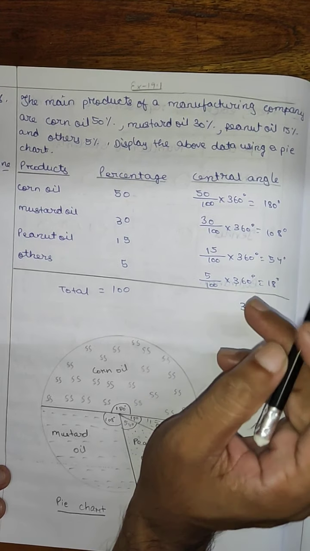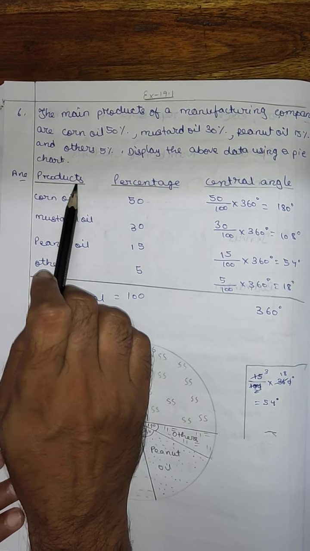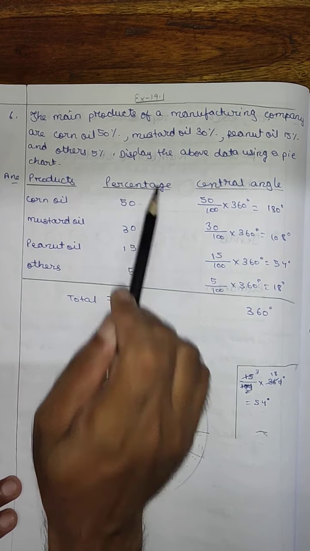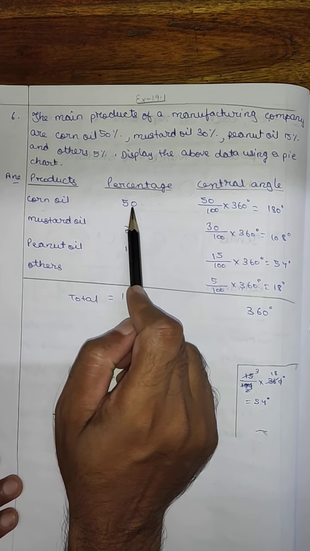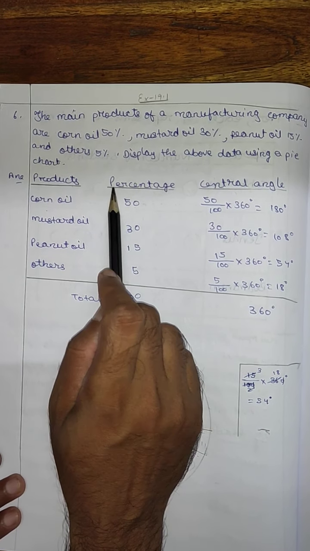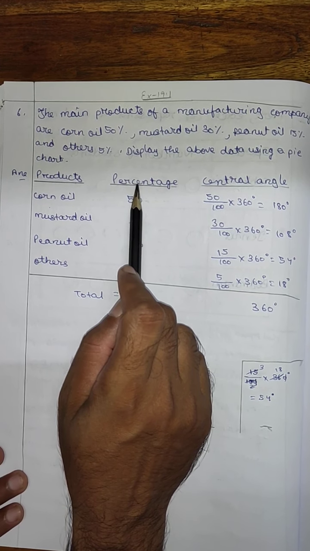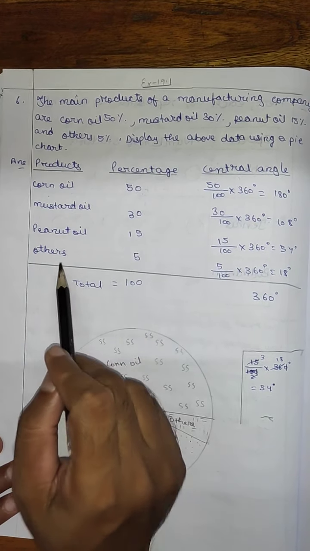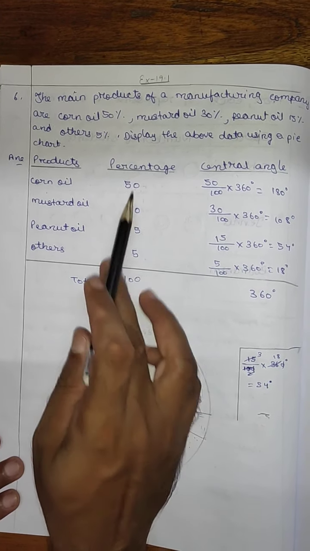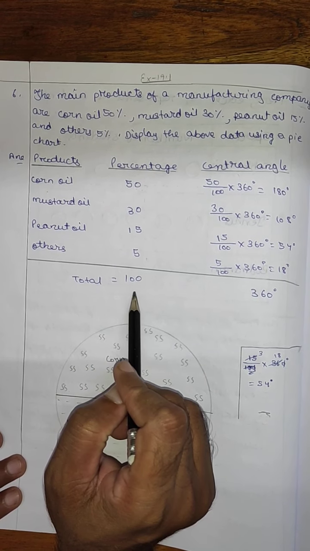This is the first question for pie chart. Put the heading products, percentage, central angle. Corn oil 50, don't write the percent sign, because on the top we wrote percentage already. So corn oil 50, mustard oil 30, peanut oil 15 and others 5. Make the total first. Total is 100.